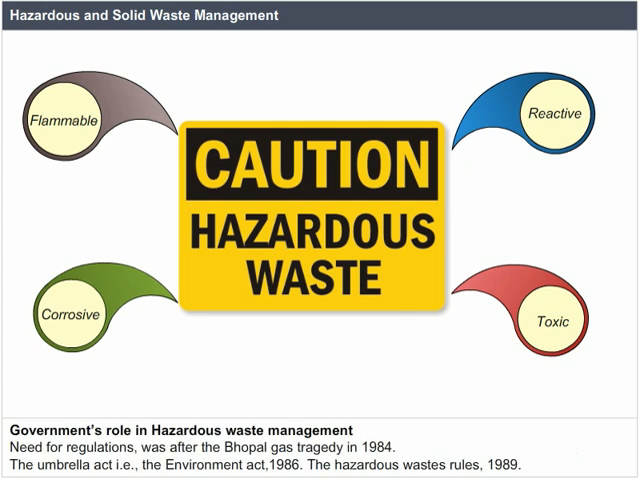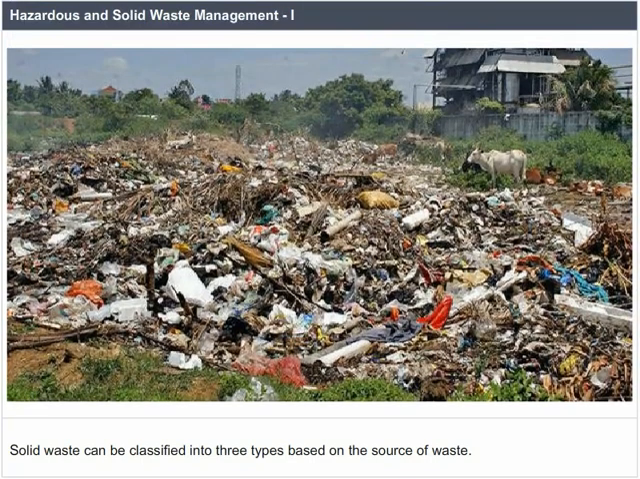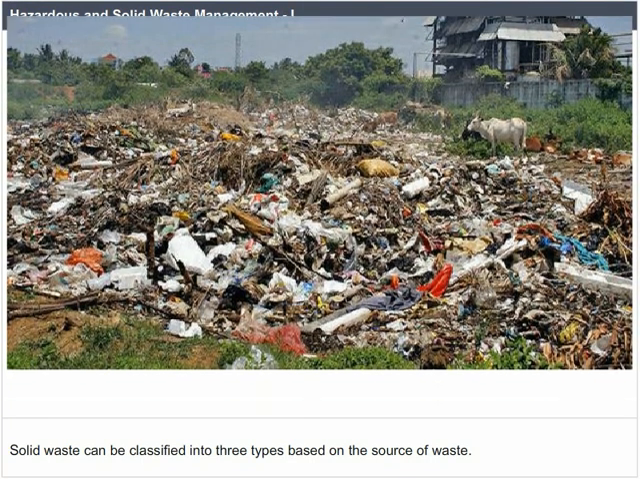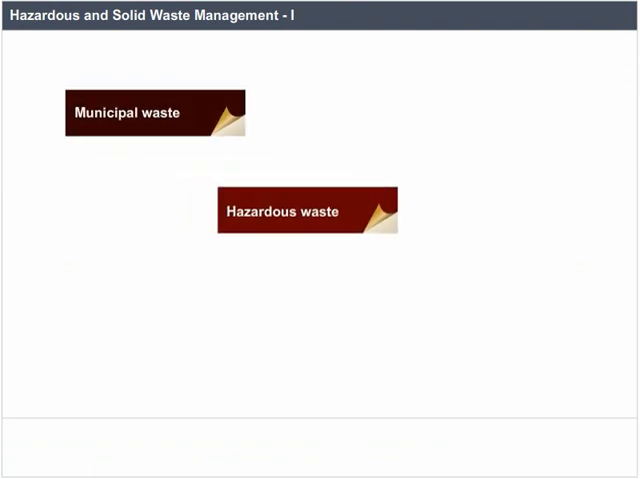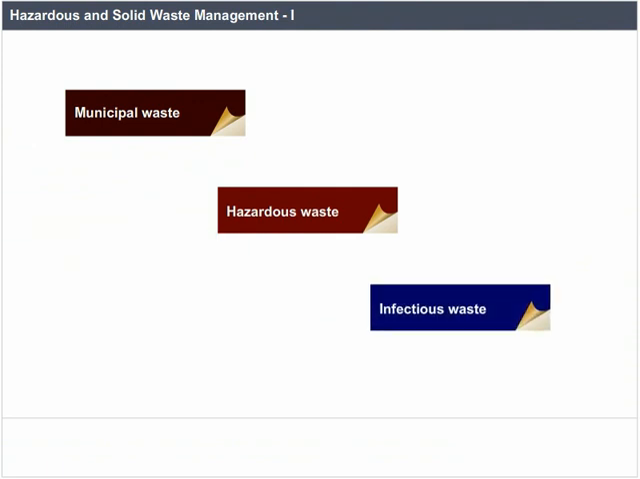Government's role in hazardous waste management. The need for regulations arose after the Bhopal gas tragedy in 1984. The Umbrella Act, that is, the Environment Act 1986. The Hazardous Waste Rules 1989. Solid waste can be classified into three types based on the source of waste. They are municipal waste, hazardous waste, and infectious waste.